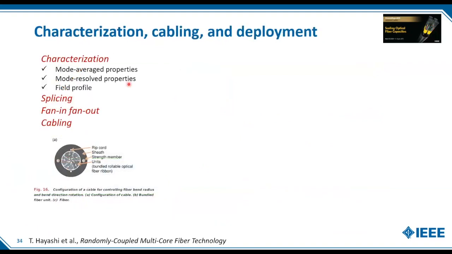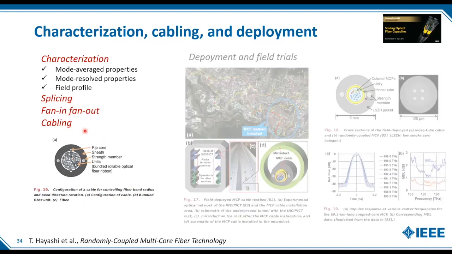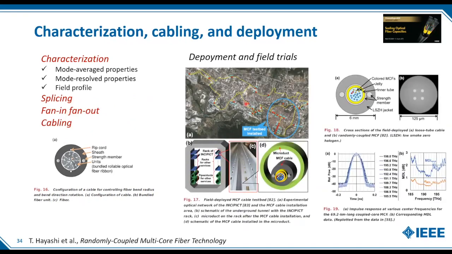The paper also covers characterization techniques of randomly coupled multi-core fibers, splicing technology, fan-in, fan-out technology, which is key to inject the signals in the fiber cores and to extract signals from the fiber cores, and cabling-related issues. It also reviews the first deployment of cabled multi-core fibers, which happened to take place in the city of L'Aquila in Italy. And it reviews some of the field trials that have been performed for both data transmission and fiber characterization.